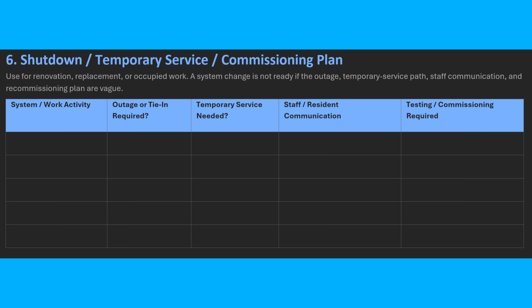What testing happens before the system is turned over? Who confirms that the system is ready? A system is not ready just because it's installed. It's ready when it has been tested, understood, and accepted into operations.